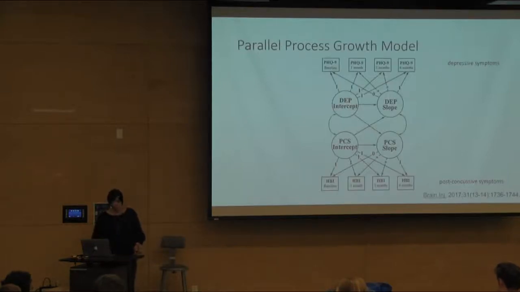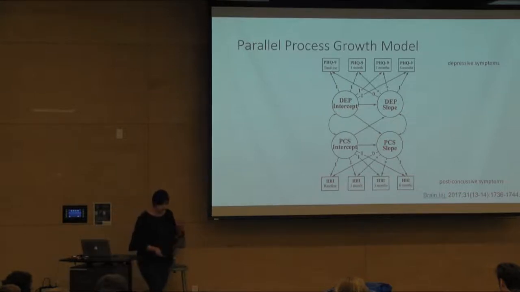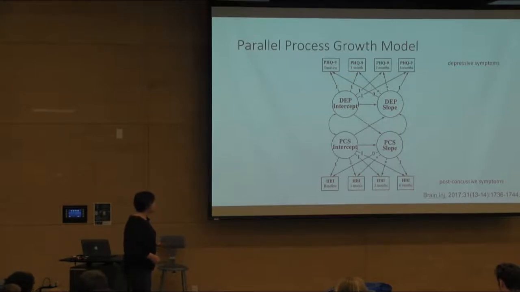But where this becomes powerful is that you can do things like this, where you can consider growth curves in relationship to each other. This is something taken from this brain injury article, where we're just looking at symptoms. So this is not actually using fMRI or anything like that, but you could. Here, they're interested in the parallel growth of depressive symptoms with post-concussive symptoms.